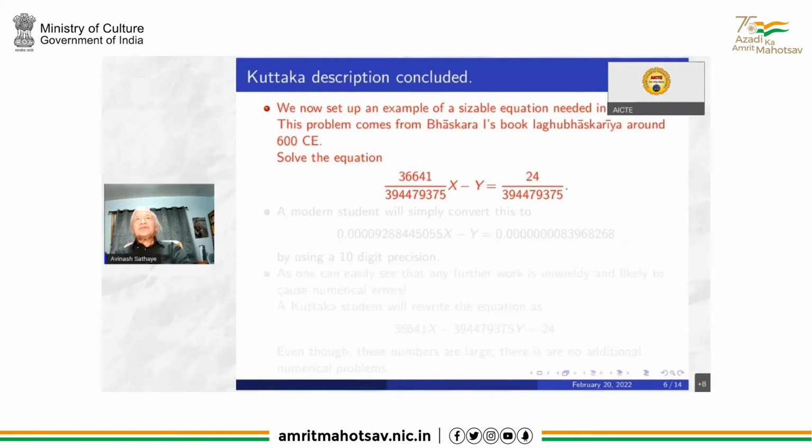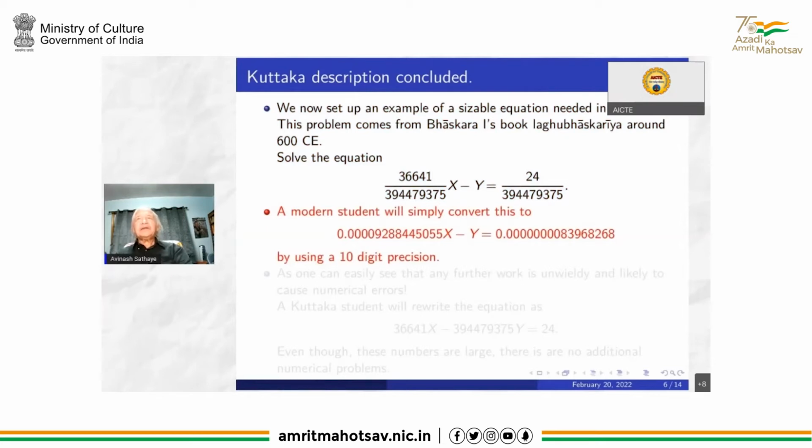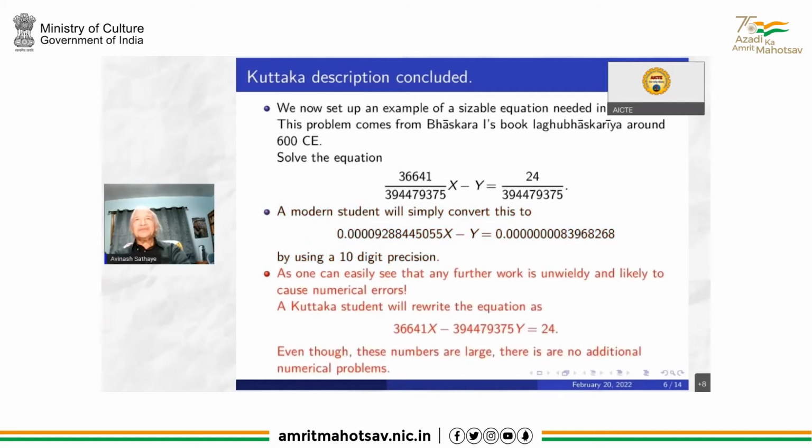Now, if you ask a modern student to solve this equation, he will promptly convert it to a decimal number using a 10-digit precision. And as you can see very well, this equation is rather difficult to solve. We'll have lots of numerical problems. And in particular, this number for most calculations would be treated as a zero. So it will destroy the original sense of the equation. As one can easily see, any further work is unwieldy and likely to cause numerical errors.